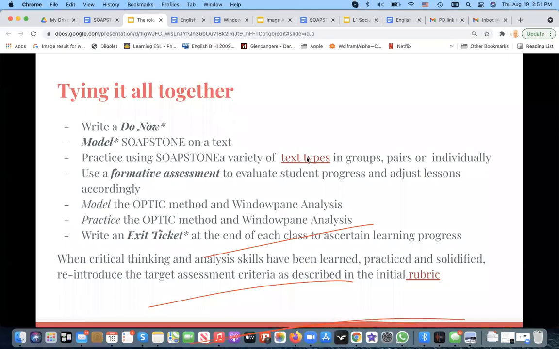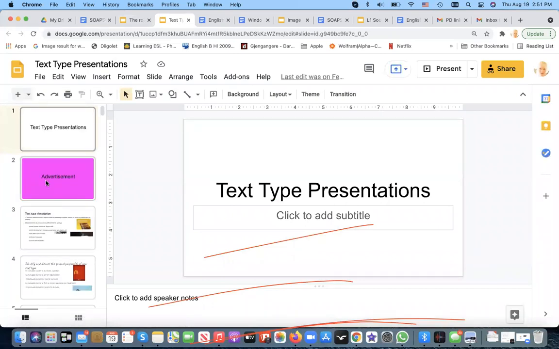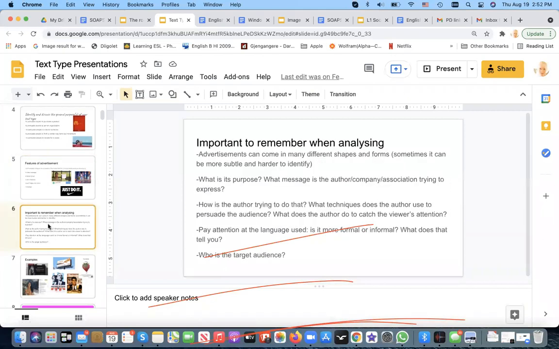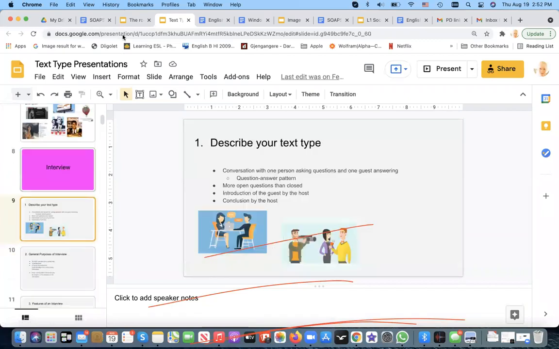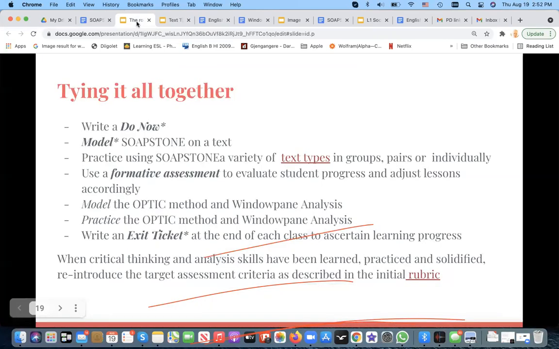And here's the link to the text types again, so you can practice these techniques on a variety of text types. I'm going to show you just briefly, and then I'm going to answer questions. So here are the different types, features, examples, interview as a text type, and so forth. A lot of different features of each text type. They should know that, and that's a whole other lesson.